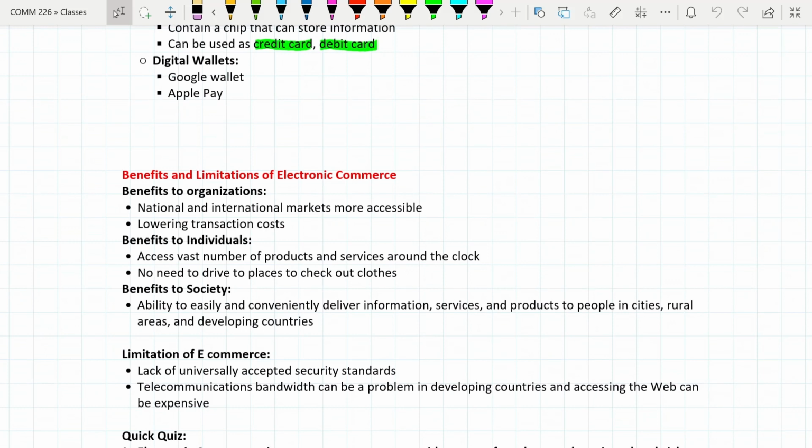So the benefits and limitations of electronic commerce. The benefits to organizations, well, national and international markets are more accessible, lowering transaction costs. Benefits to individuals, you can access a vast number of products and services around the clock. No need to drive to places to check out clothes.